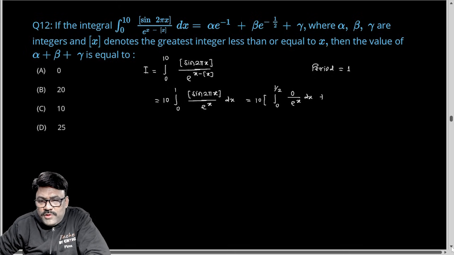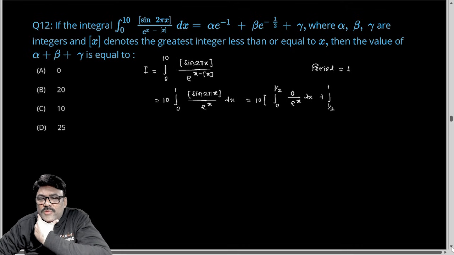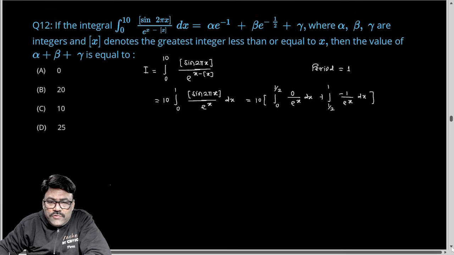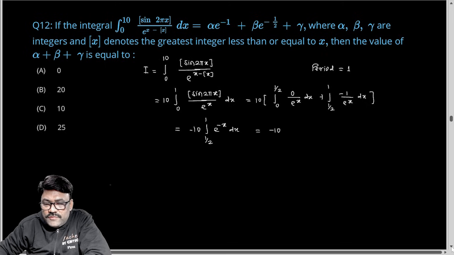And if I take x between half and 1, now the angle 2 pi x lies between pi and 2 pi, the third and fourth quadrant. So sine will be negative, and the integral part will become minus 1. So minus 1 by e raised to x. So now I'm getting 10 times minus the integral from half to 1 of e raised to minus x. Integration of e raised to minus x is e raised to minus x by minus 1, from half to 1. So now it is 10 times (e raised to minus 1 minus e raised to minus half).